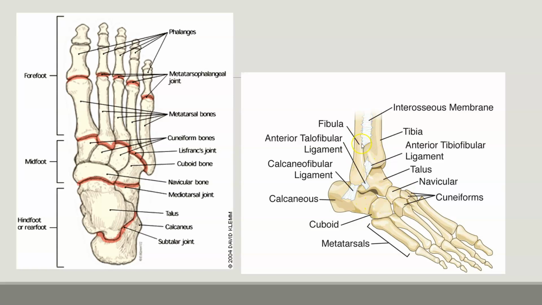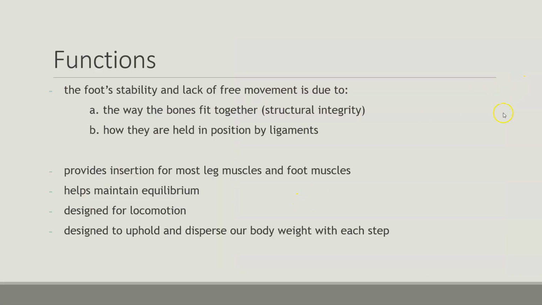Here we can see the distal fibula, here's the distal tibia, and you can see they make a little bit of a square acceptance of the talus head. And when we get to the ankle joint, we'll talk a little bit more about that.